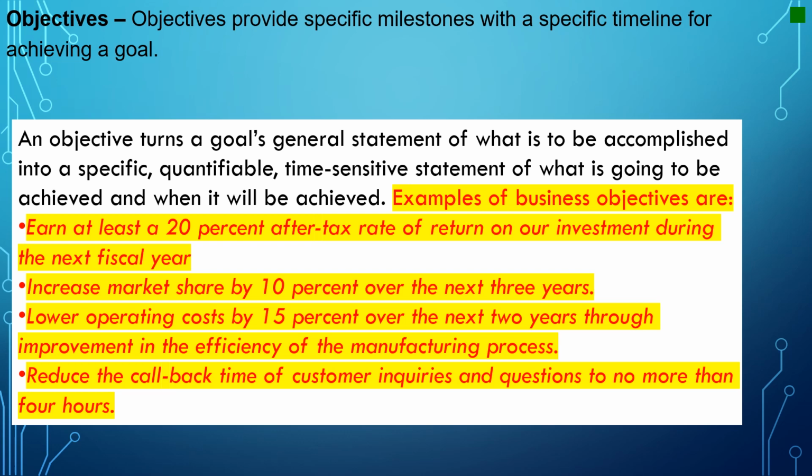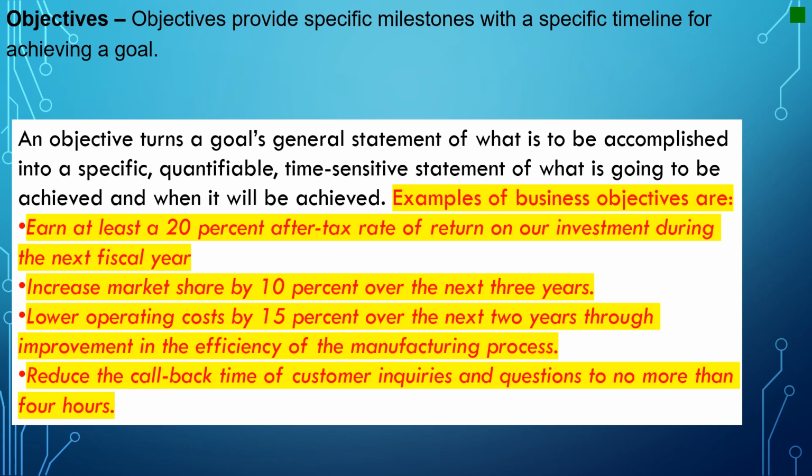One, earn at least a 20% after-tax rate of return on our investment during the next fiscal year. So they're saying we shall earn 20% after deducting taxes in the next fiscal year. Two, increase market share by 10% over the next 3 years. So we are specific. Three, lower operating costs by 15% over the next 2 years through improvement in the efficiency of the manufacturing process.